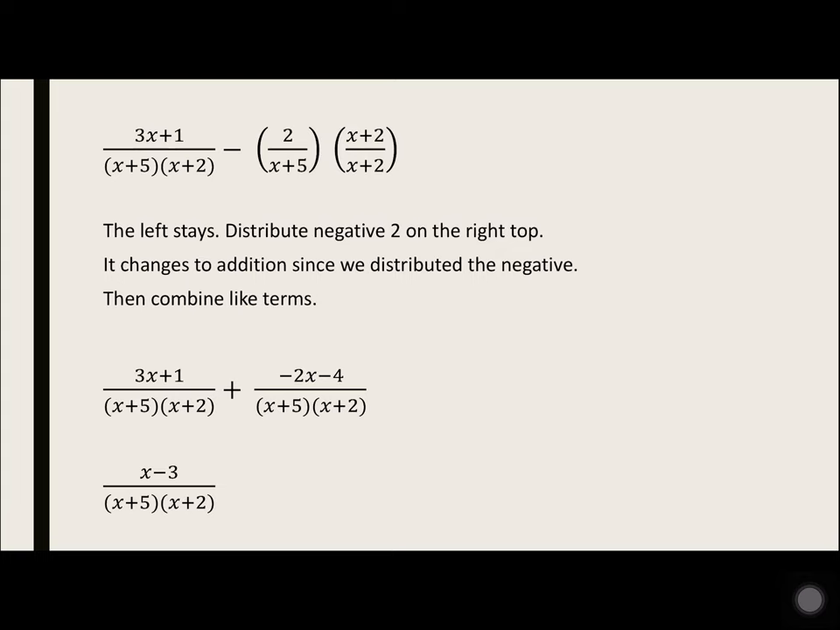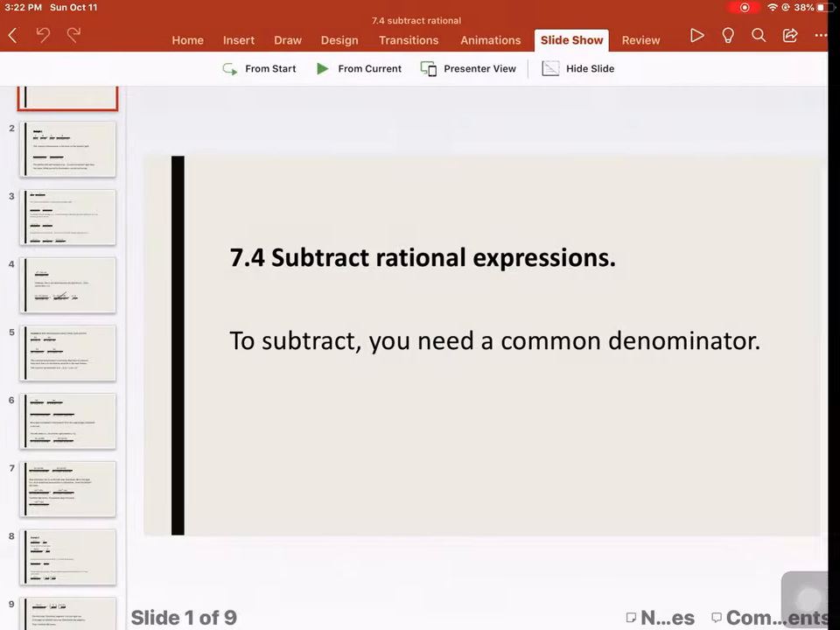The left stays. Distribute negative 2 on the top right. Negative 2 times x is negative 2x. Negative 2 times 2 is negative 4. Combine your like terms. 3x plus negative 2x, 1x. 1 plus negative 4, negative 3. The bottom stays the same, so it's over x plus 5 times x plus 2. That's the end.